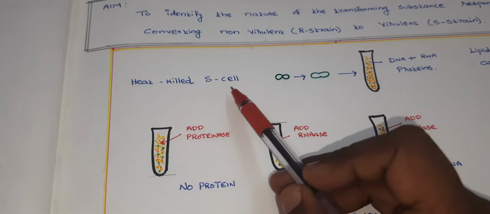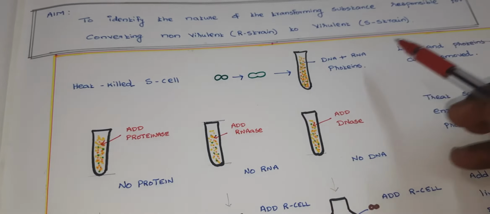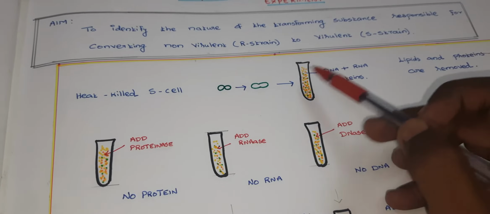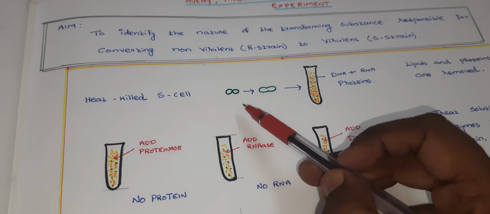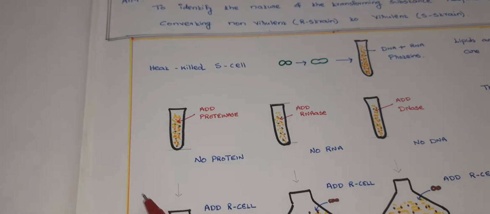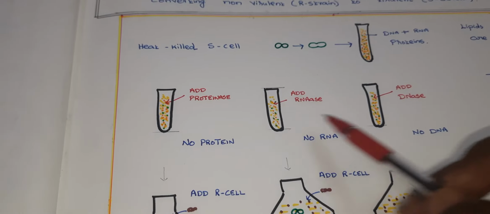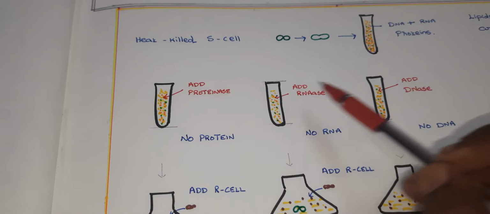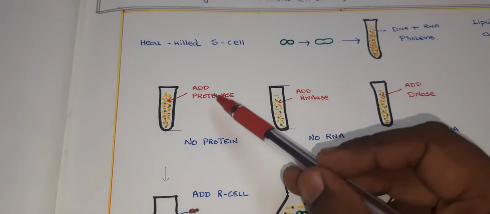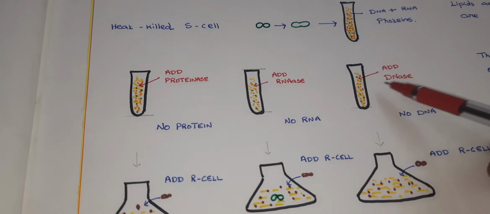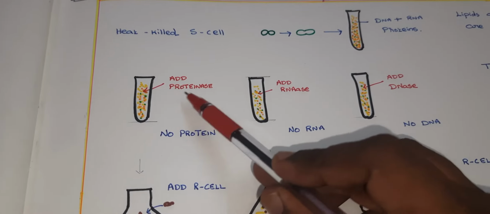Here, heat-killed S cells were taken, and DNA, RNA and proteins were isolated, which are thought to be any one of these as a genetic material from the S cell. Lipids and sugars are removed. The solutions of DNA, RNA and proteins were taken in three test tubes. In the first test tube we add proteinase, next RNase was added, and in the third, DNase enzyme was added. What is the purpose of adding these enzymes?